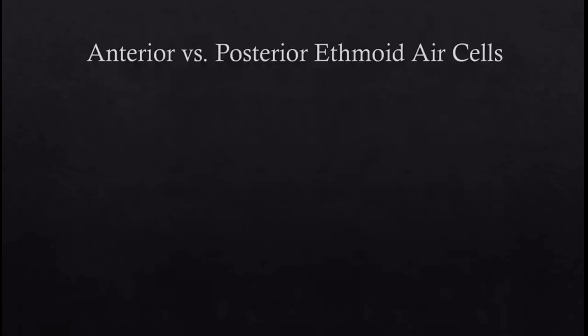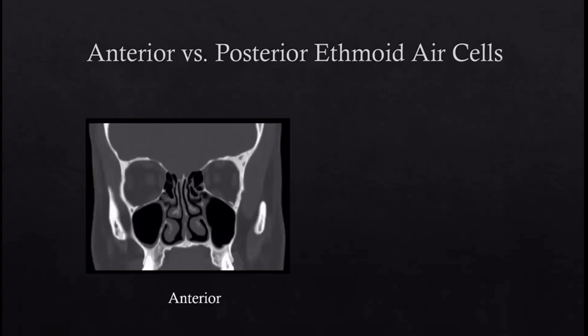So this is a little tip I learned over the years, wish I'd known it earlier. How do you tell the difference between an anterior and a posterior ethmoid air cell? No, it's not a joke, it's real. So if I showed you this coronal CT scan, would you know whether it was an anterior, as I've written here, or a posterior ethmoid air cell?